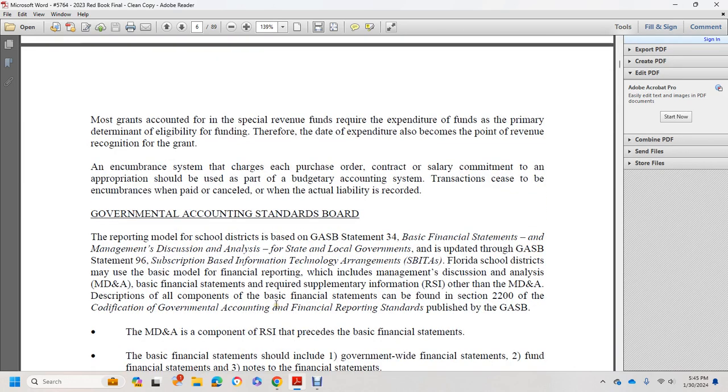The Governmental Accounting Standards Board reporting model for the school district is based on Governmental Accounting Standards Board Statement 34, basic financial statements and management discussion and analysis for state and local governments, updated with Governmental Accounting Standards Board Statement 96, subscription-based information technology arrangements. Florida school districts may use the basic model of financial reporting, which includes management discussion and analysis and basic financial statements that require supplementary information. Other descriptions of all components of the basic financial statements can be found in Section 2200 of the Codification of General Accounting and Financial Reporting Standards published by the Governmental Accounting Standards Board.